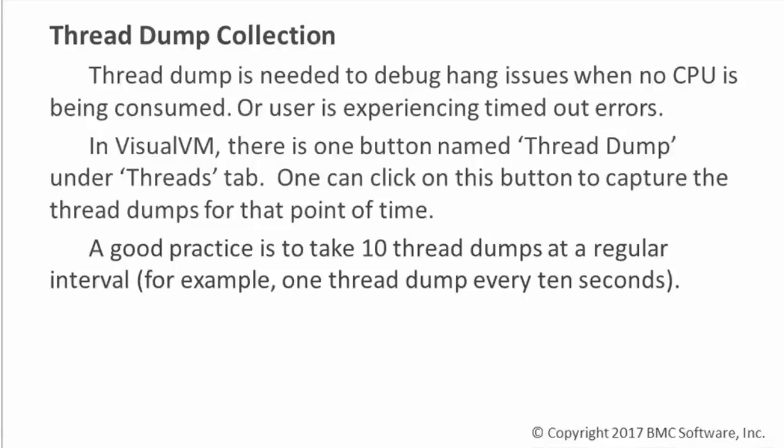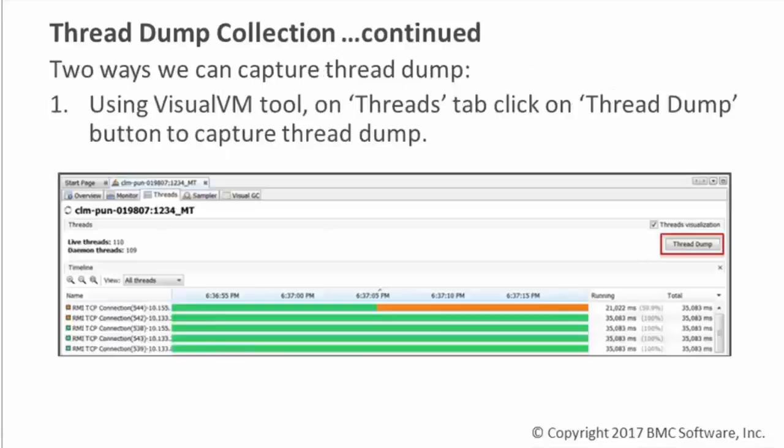So we can collect thread dumps in two ways. One is using our Visual VM tool. For that you need to go to the Threads tab, and under that tab there is a button called Thread Dump. Just click on it, and Visual VM will capture the thread dump of that application for that particular timestamp. So this is one way we can capture a thread dump.